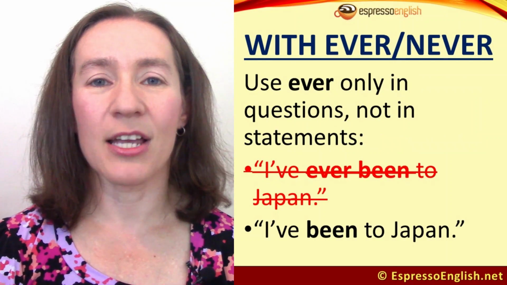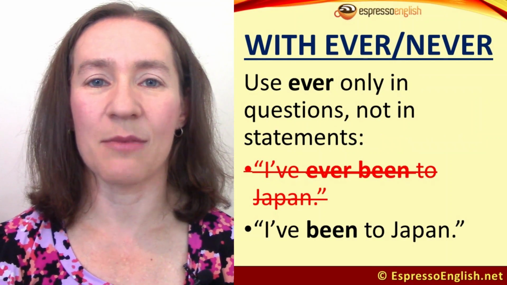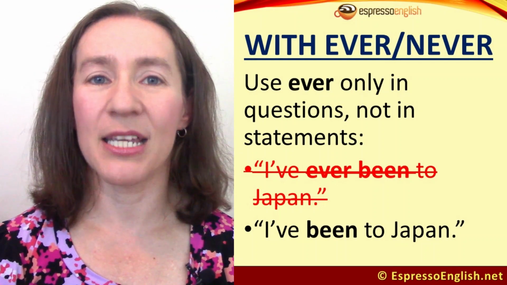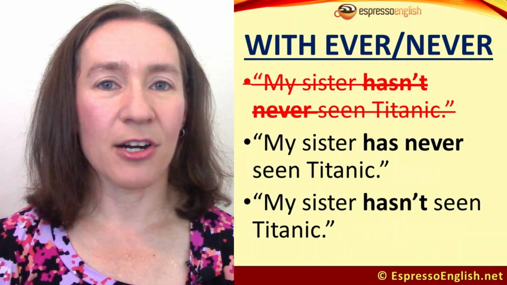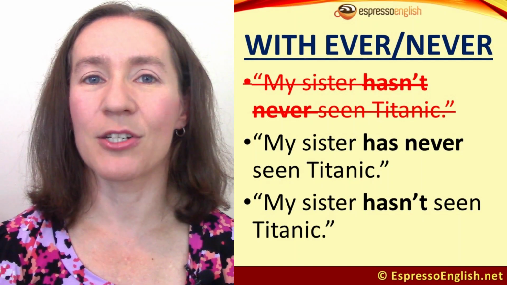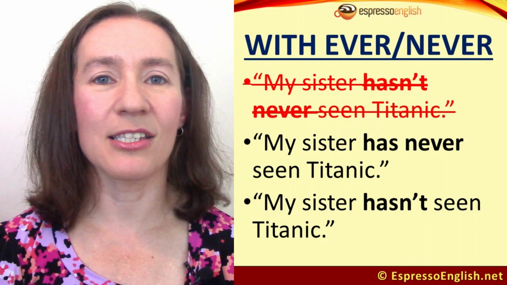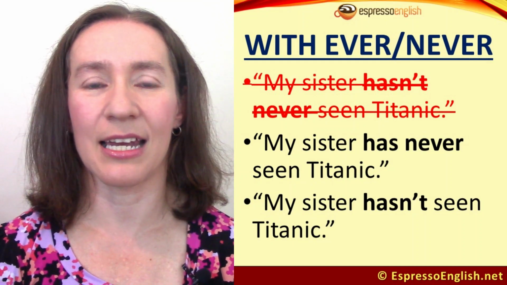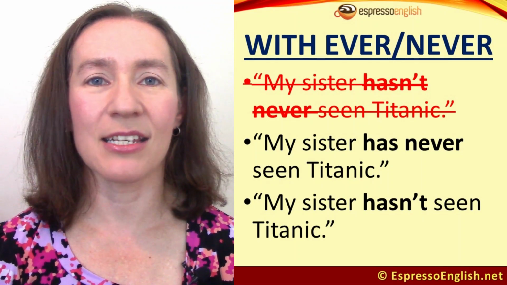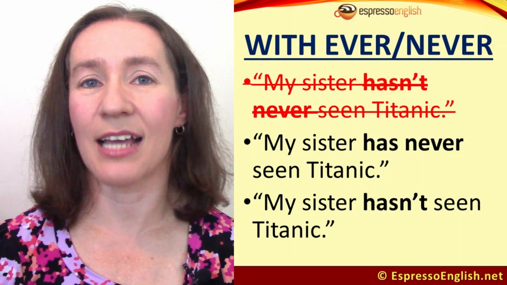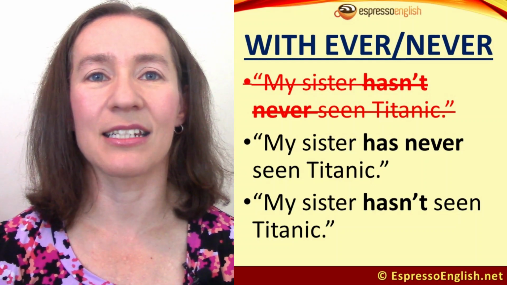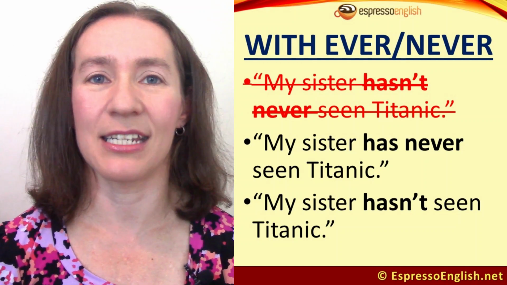Now, we use ever in questions only, but not in statements. So don't say, I've ever been to Japan. Just say, I've been to Japan. Never we can use in statements, but only with have or has, not with haven't or hasn't. So don't say, my sister hasn't never seen Titanic. That's a double negative. We can't do that in English. Instead, say, my sister has never seen Titanic. Or we could say it another way, my sister hasn't seen Titanic or hasn't ever seen Titanic.